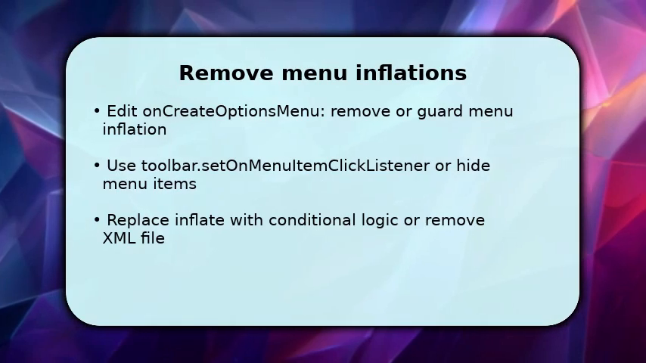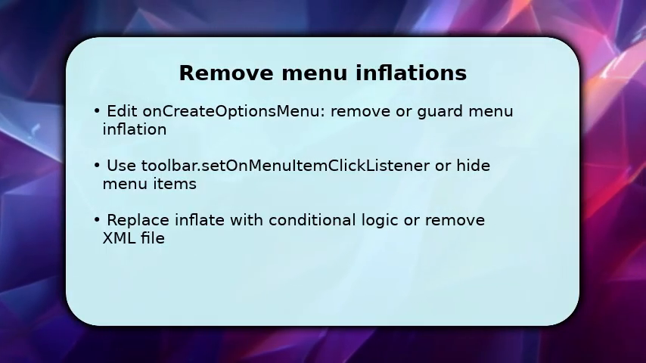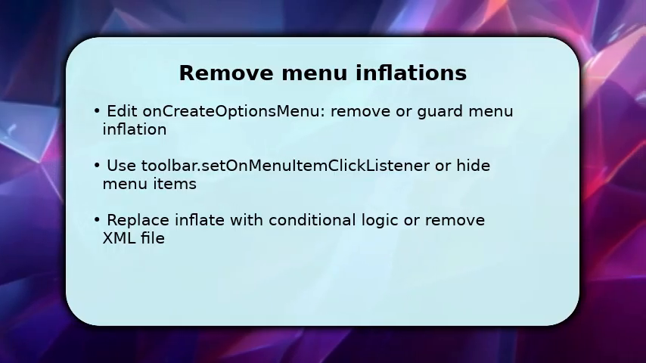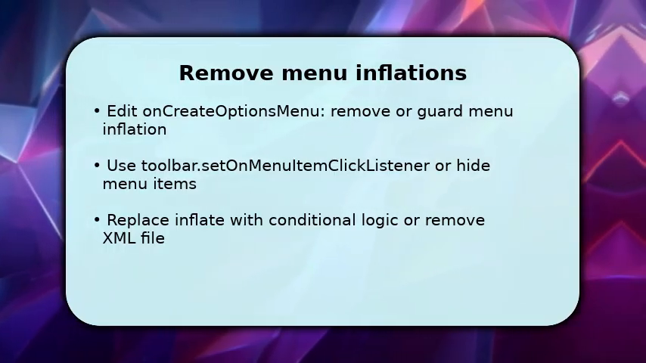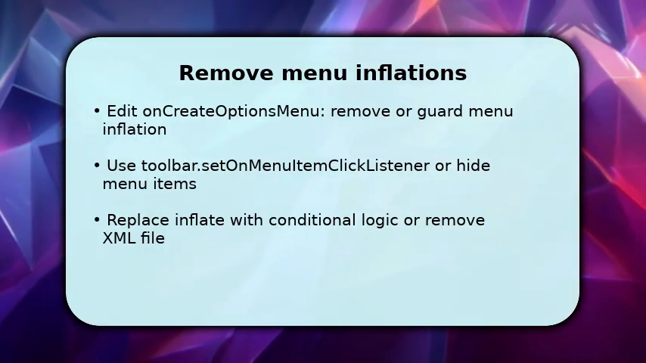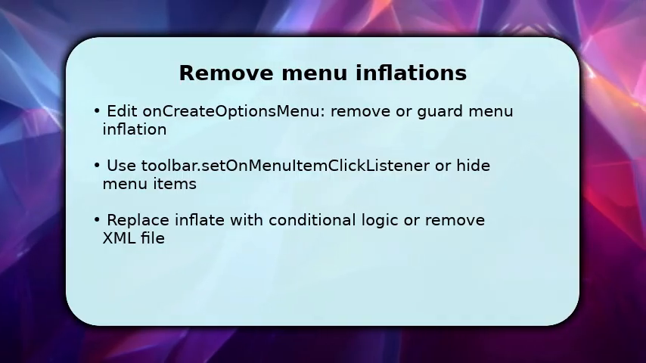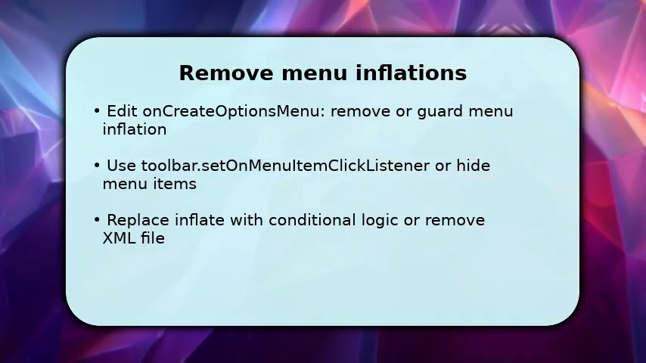You now modify how the menu is created. Open the Activity's onCreateOptionsMenu and either remove the inflater call or wrap it in a conditional so the menu won't appear. If using a toolbar, remove menu XML from the toolbar. Inflate menu or replace it with toolbar.setOnMenuItemClickListener only.